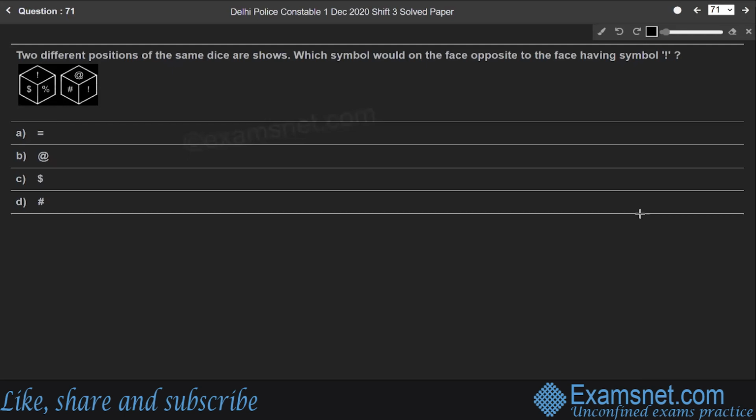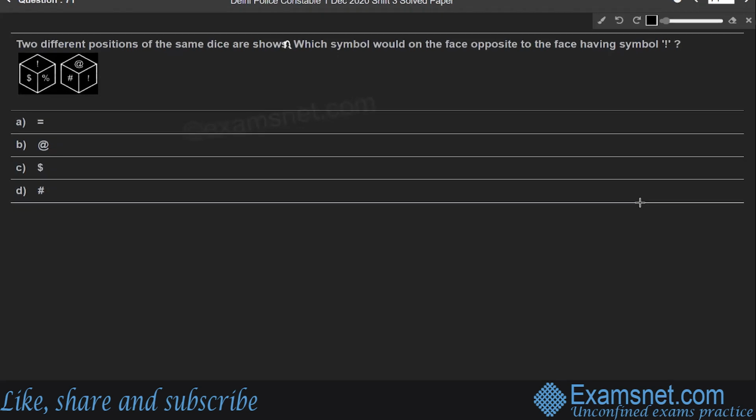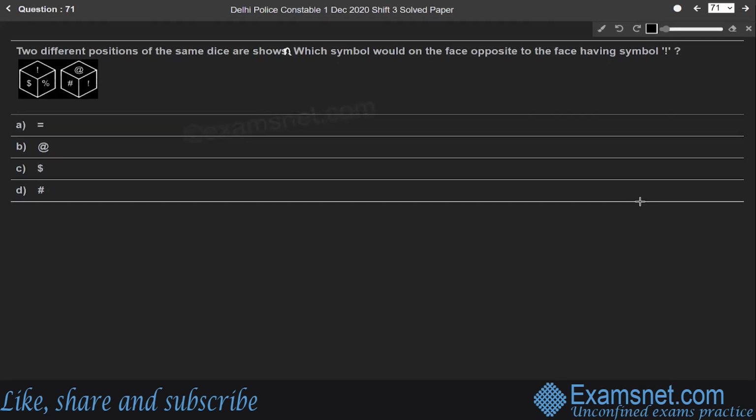Question 71. Two different positions of the same dice are shown. Which symbol would be on the face opposite to the face having symbol exclamatory? So look at figure 1 and 2 here. So in figure 1, the dollar symbol and percentage are adjacent faces of exclamatory, right? So adjacent faces are dollar symbol and percentage symbol. So in figure 2, adjacent faces are hash and at the rate of.